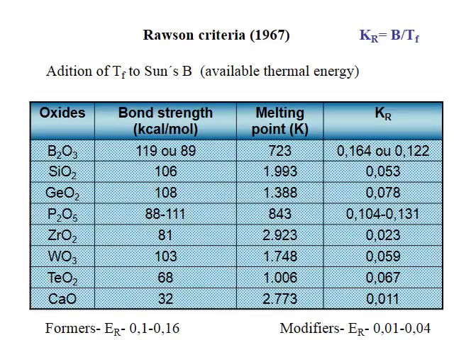To finish this class, here we have the Rawson criterion. Rawson took Sun's criterion B and divided it by the melting temperature. It is the evaluation, in a certain way, of the available thermal energy. The higher the value, the higher the tendency to be a glass former.